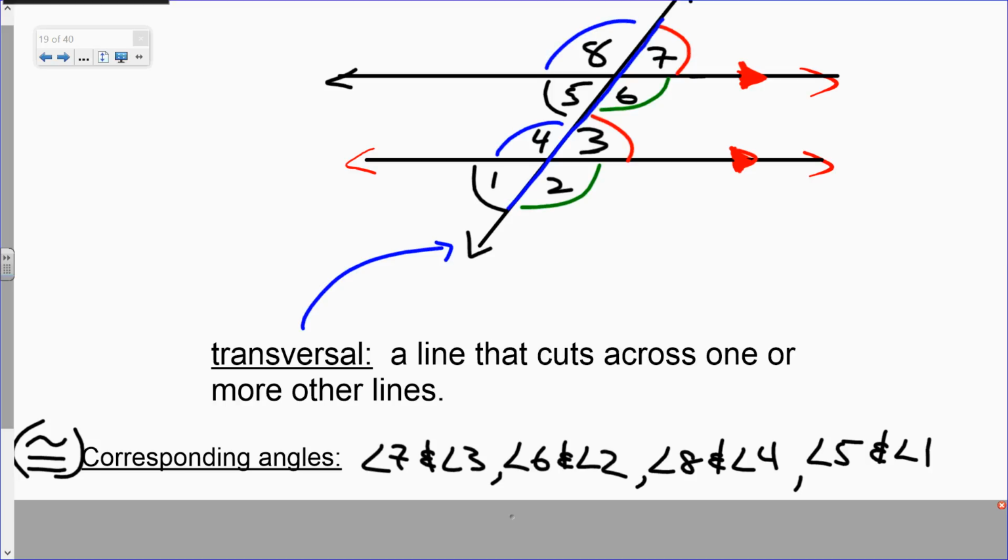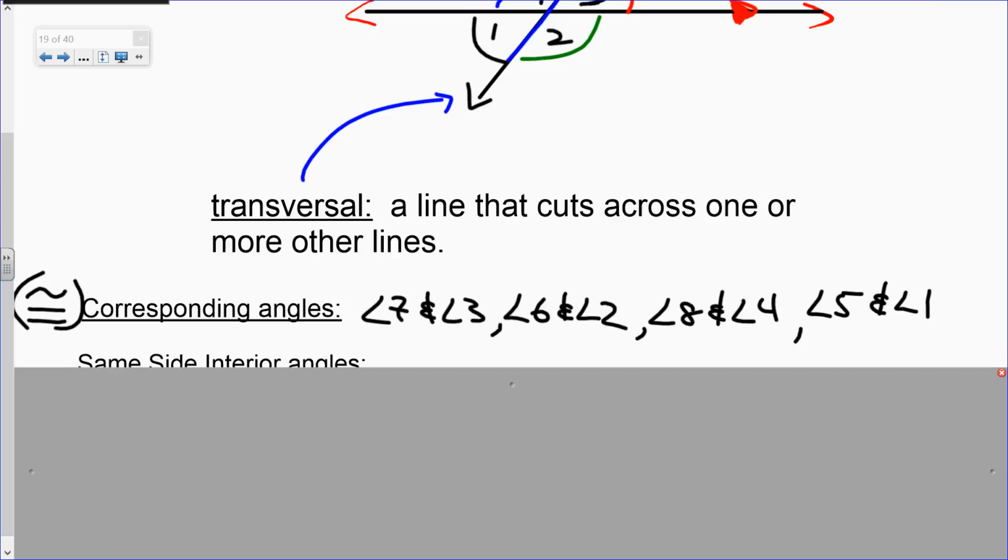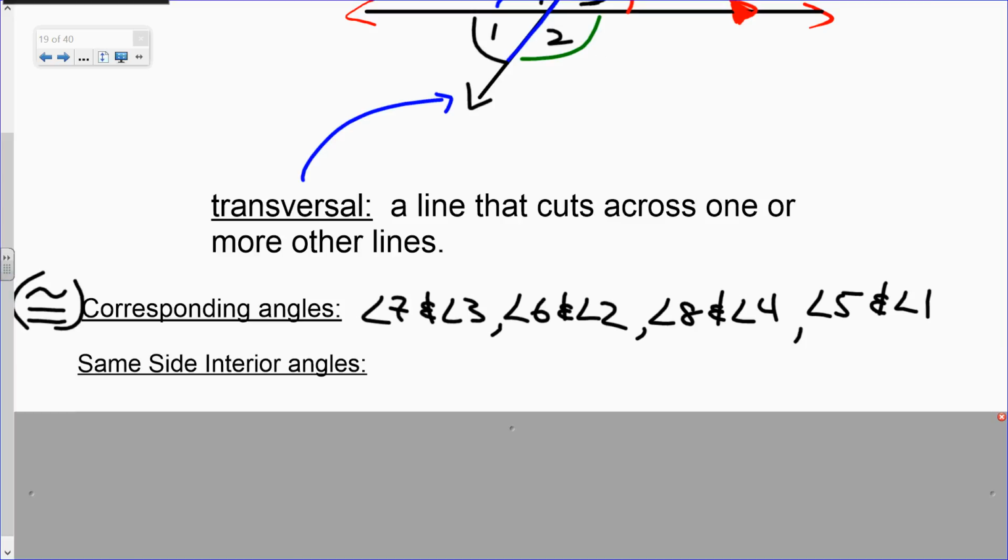Equal sign with a little squiggly above it. So these angles are the same measure. It's just a factoid of reality. If you have 2 parallel lines cut by a transversal, corresponding angles are always congruent. All right. Next kind of angle. Same side interior angles. So write that down. Same side interior angles.